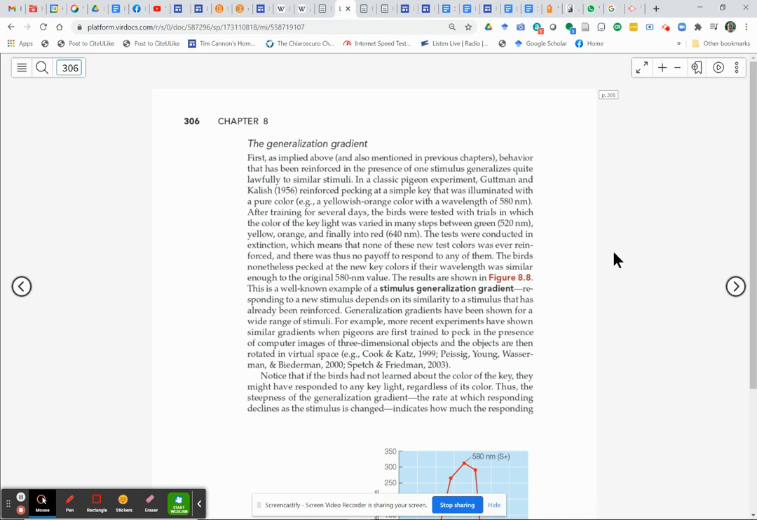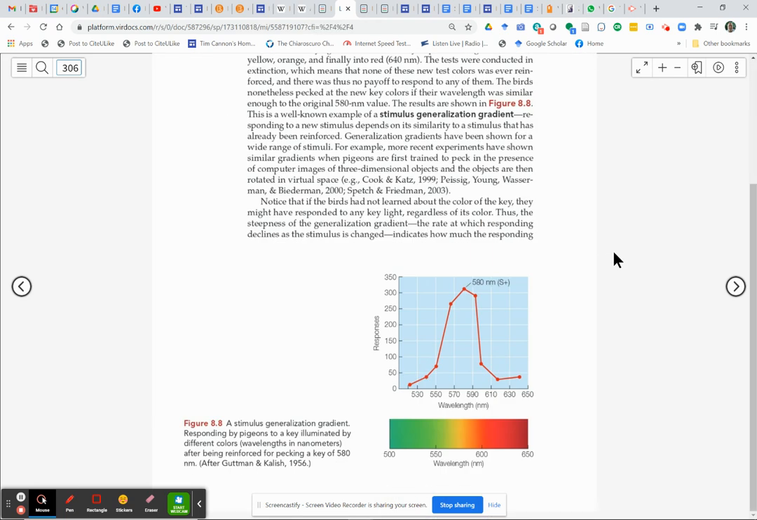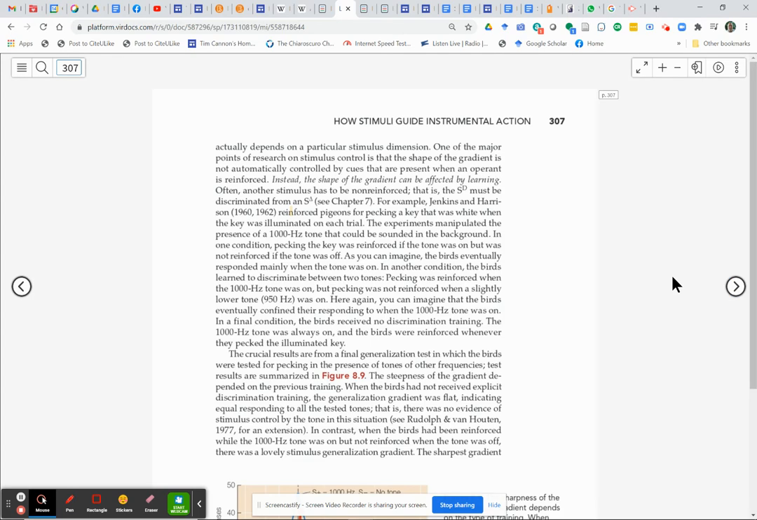Okay, stimulus generalization. There's a typical stimulus generalization gradient. It's wavelengths, so you can bet that that's a pigeon, not a rat. They were trained at 580, and you can see they still respond quite well to a little bit above 590 and down to 570, and then it drops off. There's a typical stimulus generalization gradient. Rats wouldn't do that because they don't see color.